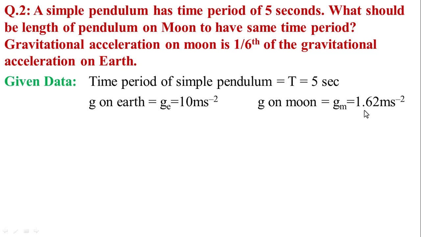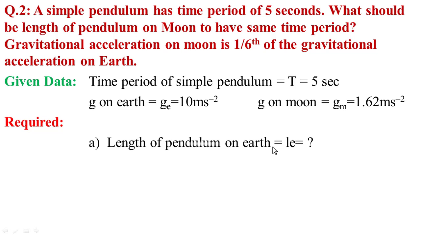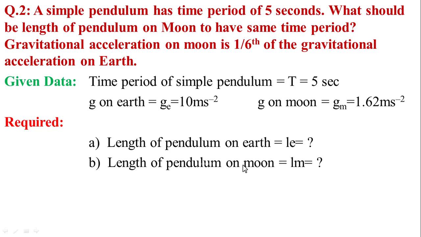Square. Now we can calculate the required length on Moon, but we can calculate both on Earth and on Moon. So we consider the length of pendulum on Earth LE is equal to question mark and length of pendulum on Moon LM is equal to question mark.